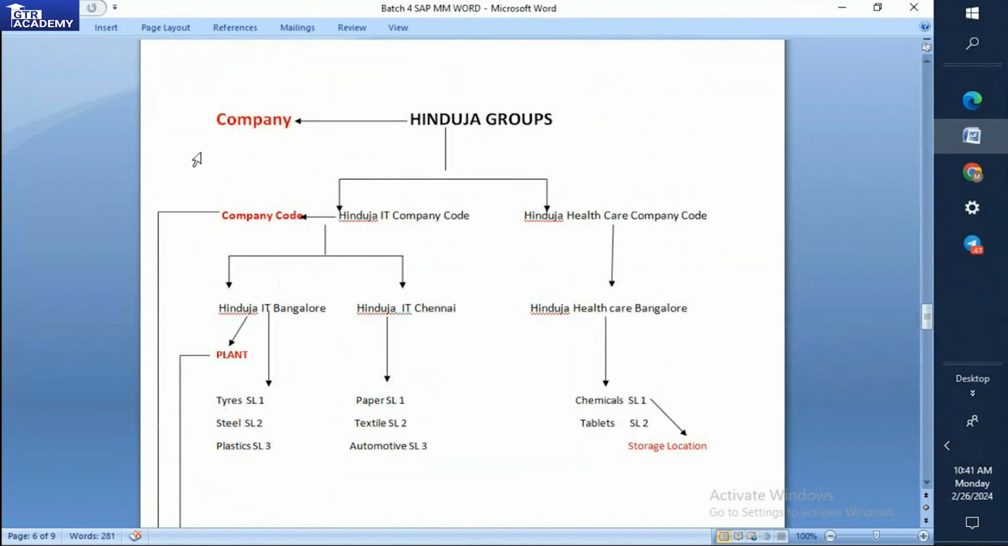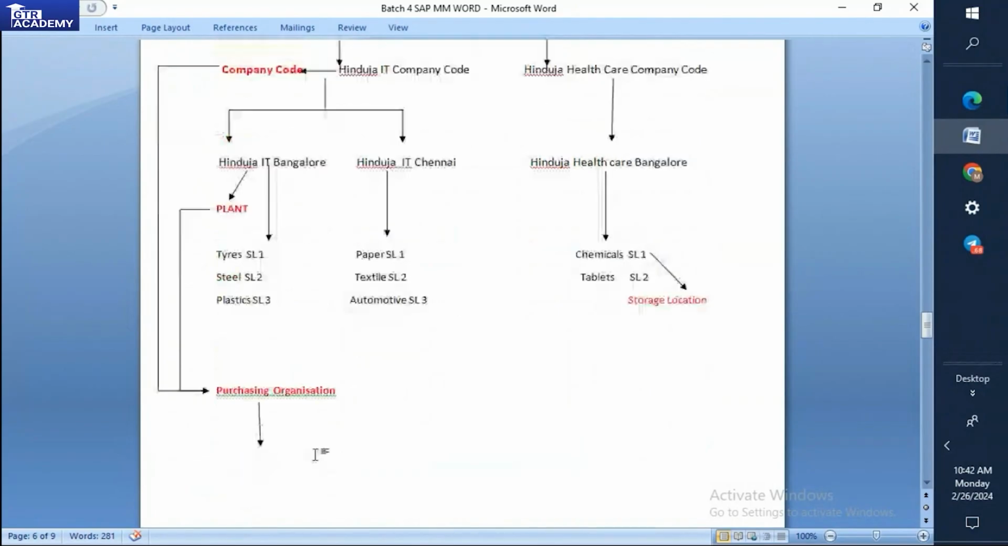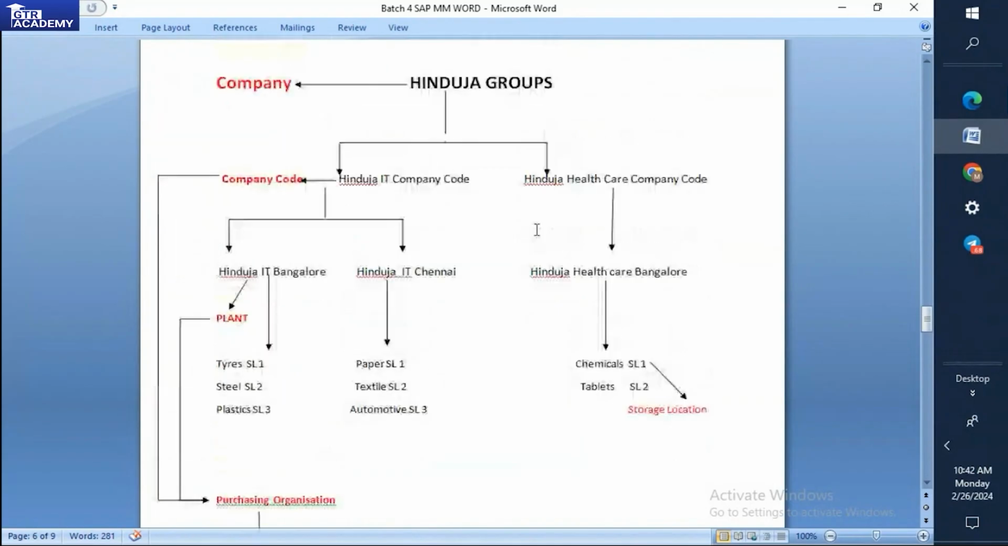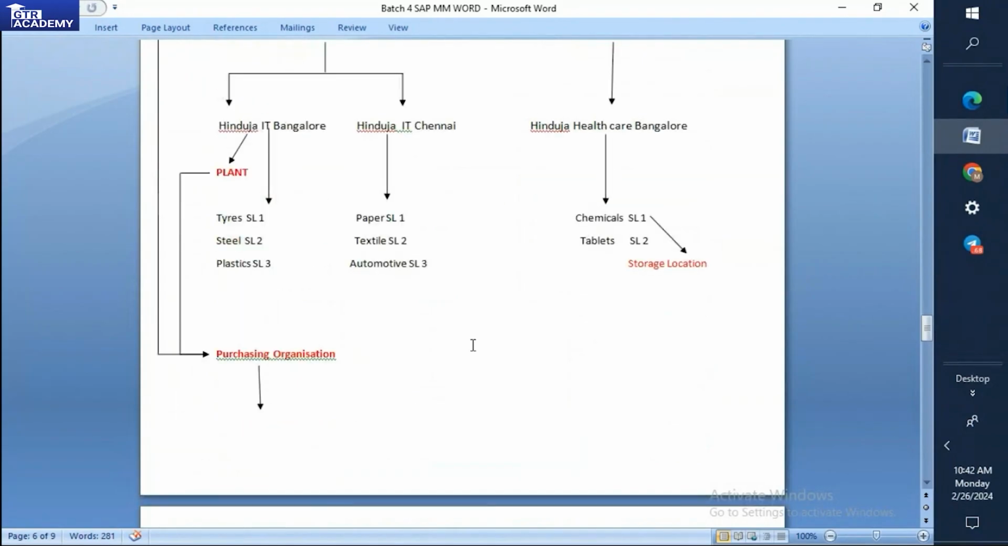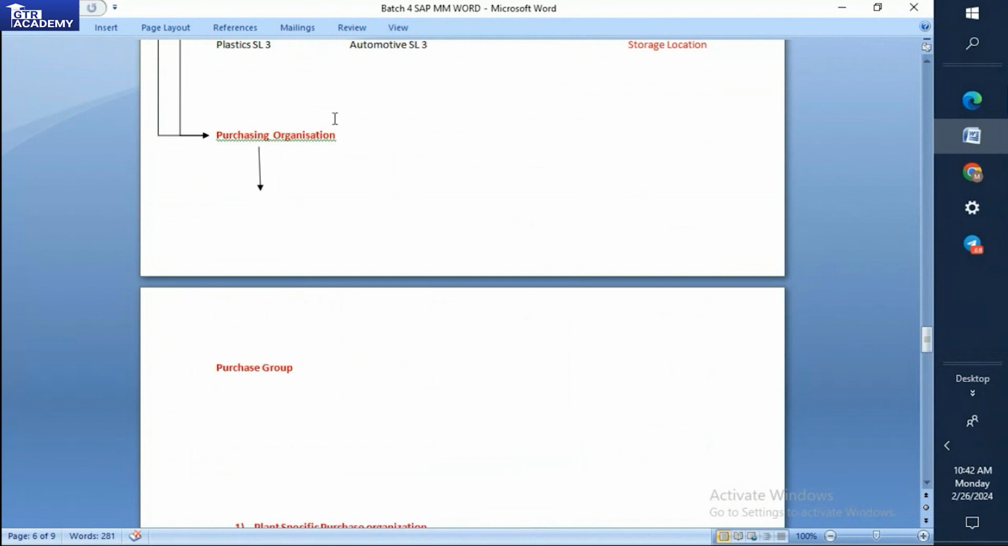The company and company code will be defined by the FI team. After that, our role, the MM role, starts from defining the plant, storage location, purchase organization, and then purchase group. We have to define and assign them. Write it down as the main point: company and company code by the FI team; plant and the remaining ones by the MM team. And the purchase group, as I told you, is an independent organizational unit. It is not linked to any other organizational unit. Put a star mark here because it is an interview question.